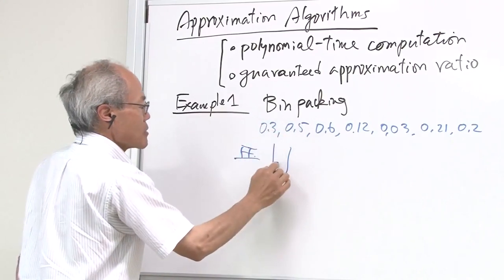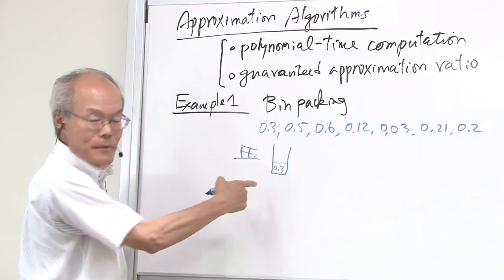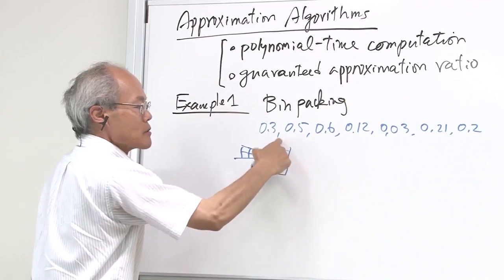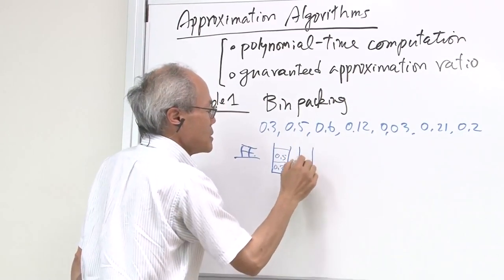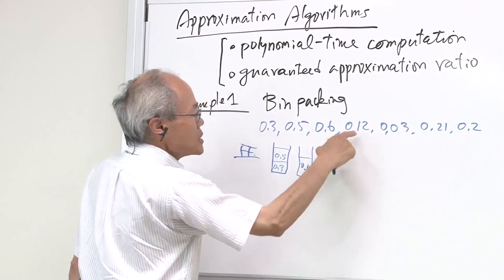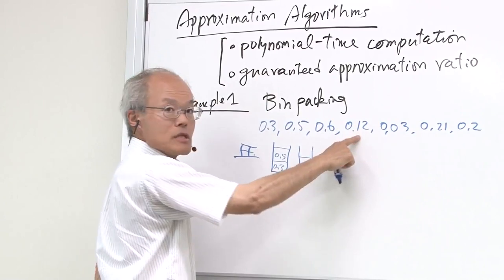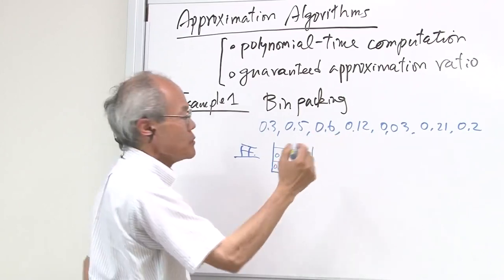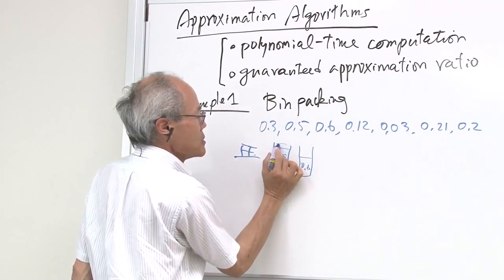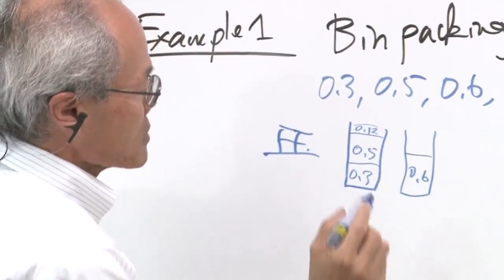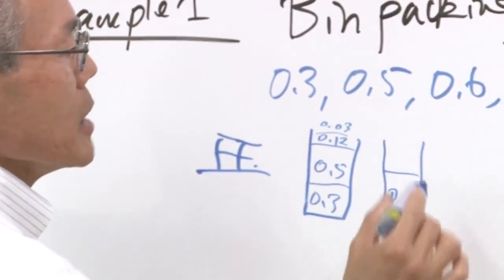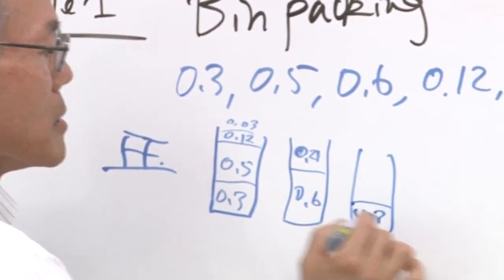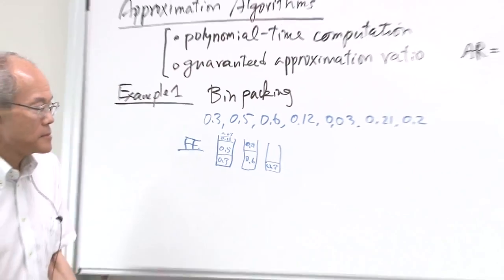So take this one, now this bin's available. This is a first bin, new bin. And 0.5, so again, we can use this bin. Then 0.6 does not fit, so we use a new bin, 0.6. And this one is important. Now we come to this item. We look at the bins from left to right, and we use the first bin which is available. That means we can use this bin. So 0.12 and 0.03 still use this bin. And 0.21 and 0.2. So first fit goes like this.